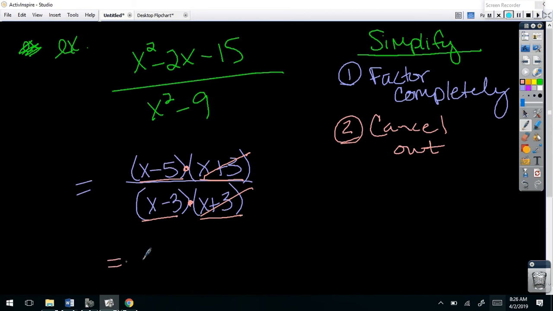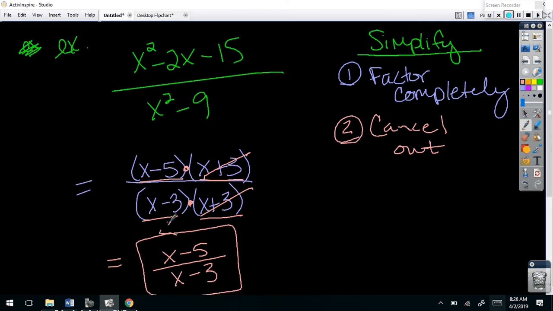It leaves me with this. Can I mark those x's out? No, they're being added or subtracted. They're plus something, they're not multiplied. So this is as simple as you can get. We're multiplying, dividing, and simplifying. You're going to simplify everything you do, so I had to show you simplify first, but we're going to multiply and divide today.